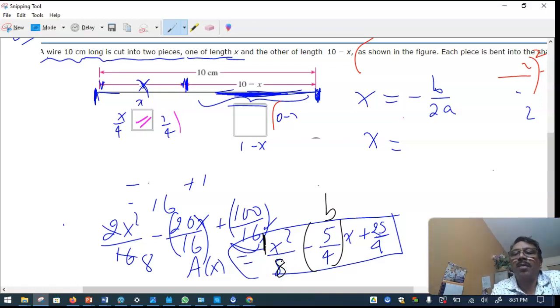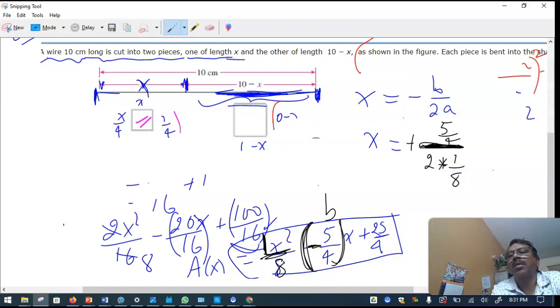So this will be the opposite of minus 5 fourths. This is minus, right? So it becomes positive. So the top will be positive 5 fourths. And the bottom is 2 times the a. And a is 1/8. See, this is 1/8. So we write 1/8.